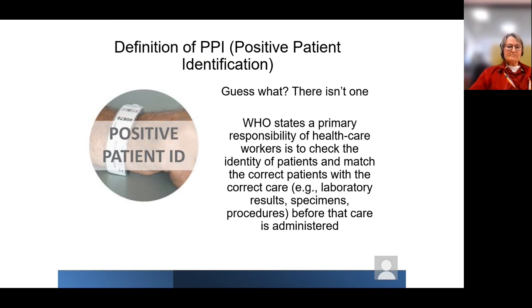Next slide, please, Terrie. You talked in the previous slide about positive patient identification. And positive patient identification is taught as a way to prevent patient identification errors. But what is it? And this is the definition that we were able to find. The World Health Organization states, a primary responsibility of healthcare workers is to check the identity of patients and match the correct patients with the correct care, laboratory results, specimens, procedures before that care is administered. So I know we all know what it is, but are we actually practicing it?